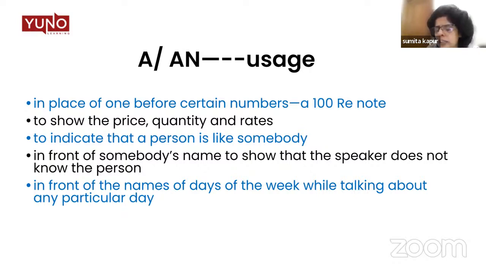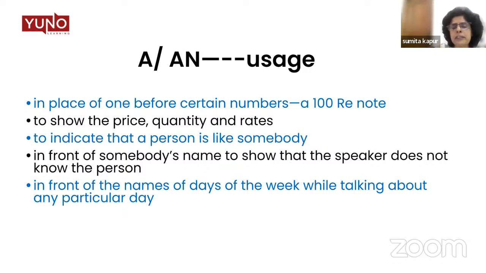What Abhishek gave me was a right answer. You can give me an answer in another way also. Can anyone think of an alternate response we can use here? The price of petrol in Gwalior is 100 rupees per liter. That's correct. Is there any other way we can convey this information? Would anyone like to try? I think maybe you want to say 100 rupees a liter. Absolutely. Good. So you can say 100 rupees per liter, or you can say 100 rupees a liter. Both are right. You can use any. So we use a or an when we refer to price, quantity, and rates. Third usage: to indicate that the person is like somebody.